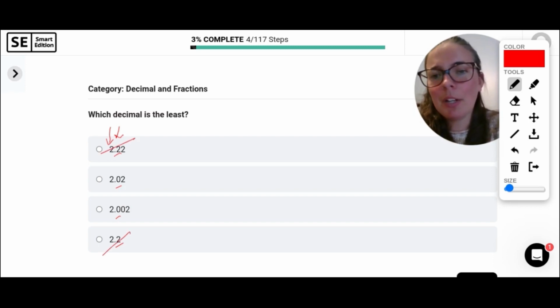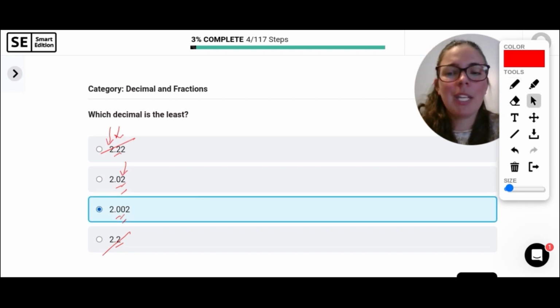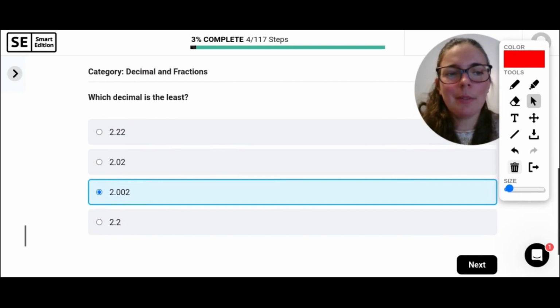And now just to compare these last 2 options, look at your hundredths place, 2 and 0. Well, if I need the least, then this would have to be my solution, 2, and this would be 2 thousandths, 2 and 2 thousandths.